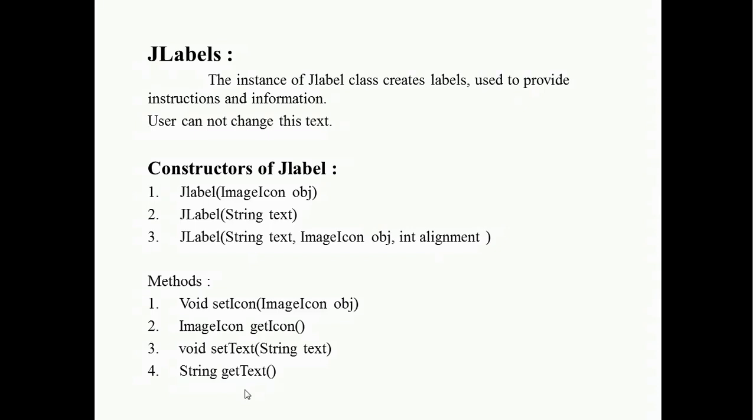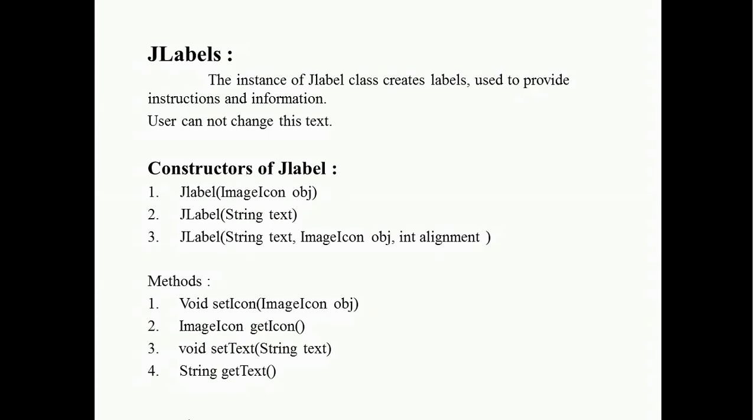See the first method. The first method, setIcon, is used to set the icon at the specified ImageIcon object. The second method is ImageIcon getIcon. This method returns the specified image. The third method is void setText. The parameter is String text. This method is used to set the text. And the fourth method is getText. This method is used to retrieve the current label text. These are the four methods of the JLabel.